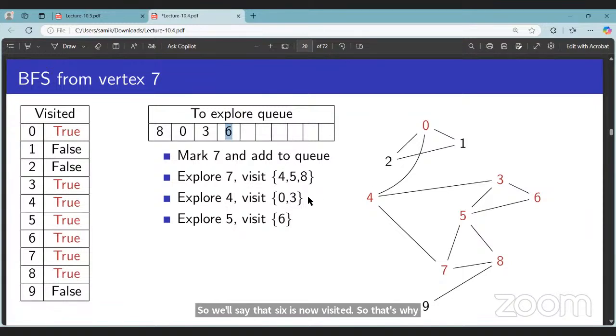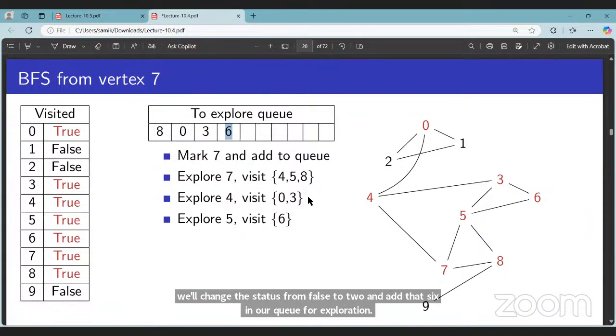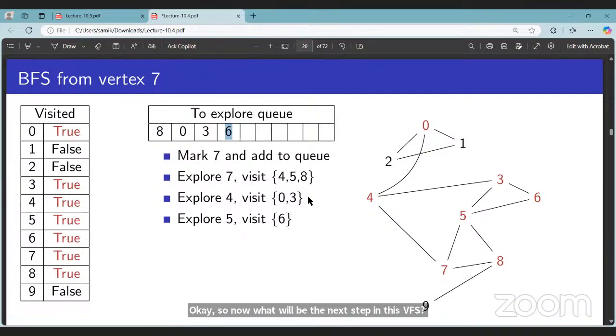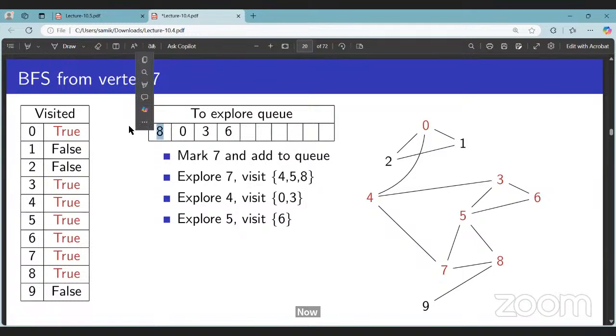Okay, so now what will be the next step in this BFS? Can you guys explain? What will be the next step now? So what are the left out? We have to explore 8, right? So now we will explore 8. What does the exploration of 8 mean? Which vertex will we visit if we explore 8?